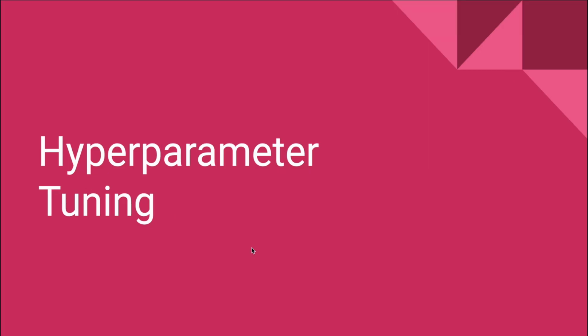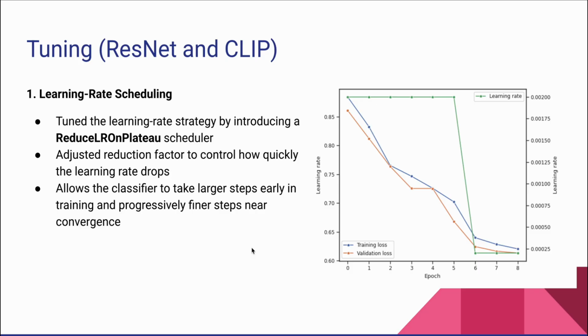Hi, this is Jet, and I'll be going over our group's hyperparameter tuning. For our first tuning, we use learning rate scheduling for both ResNet and CLIP. We tuned the learning rate strategy by introducing a ReduceLROnPlateau scheduler, adjusting the reduction factor to 0.25, meaning the learning rate reduces by a factor of 0.25 when progress stalls. This was done to control how aggressively the learning rate decreases when validation accuracy stalls.